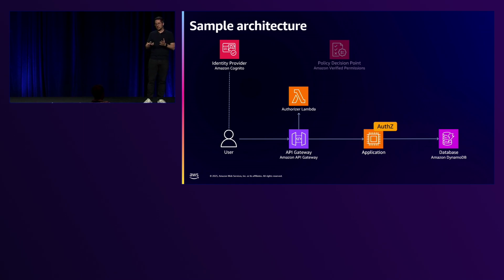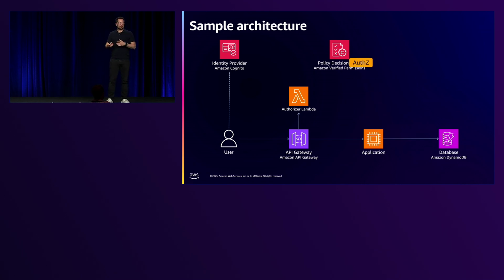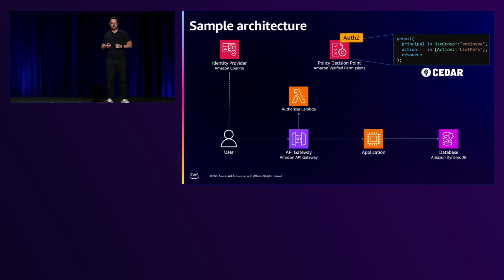So what do we do? We create a policy store with verified permissions, and this is a policy decision point. It is called a policy decision point because the decision is made within this policy store in verified permissions. We then move our authorization logic away from code into policies, into Cedar policies that you see here, for example.